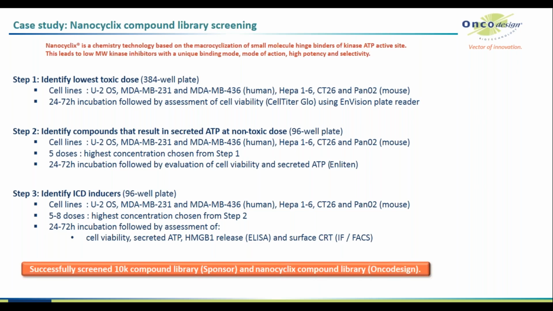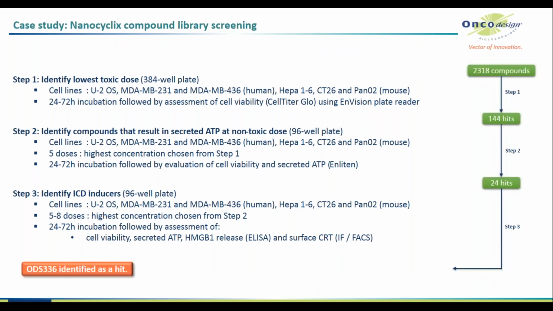So as mentioned before, we've successfully screened a sponsor's library of over 10,000 compounds and the Nanocyclix compound library. The results from the Nanocyclix compound library are here. We screened over 2,000 compounds. After identification of the lowest toxic dose, we were left with 144 hits. Secreted ATP was observed for 24 hits. And then finally, at the end of step 3, we found an ICD inducer, ODS 336.